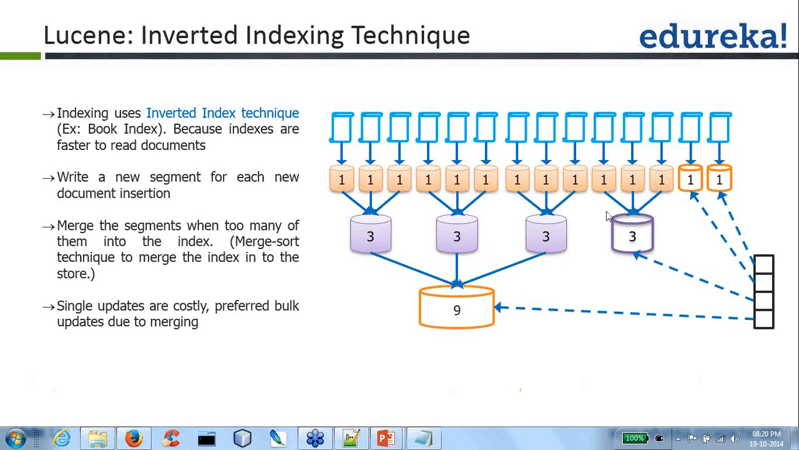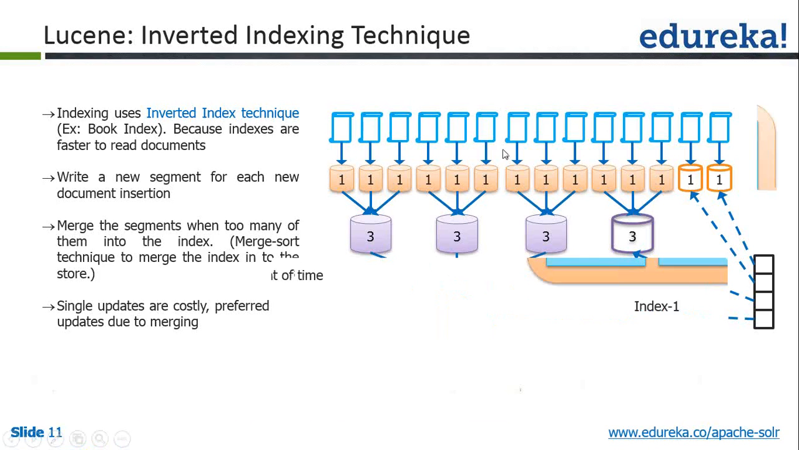If you notice, on the right hand side you may see new records or documents being added, and these documents get accumulated and eventually get merged into the index. So this is a very brief look at how Lucene handles inverted indexing. We'll cover these topics in detail when we get into the course, so I just wanted to touch base on some of these things.